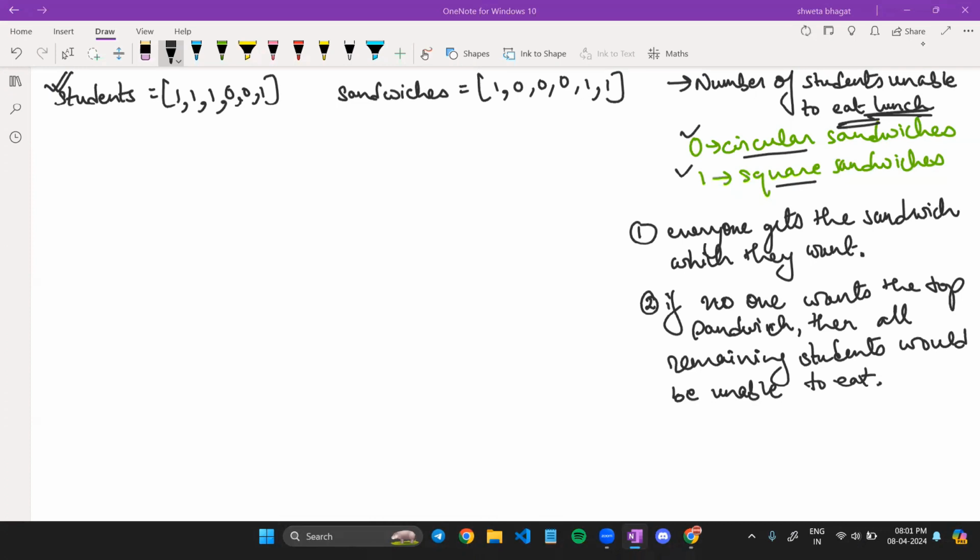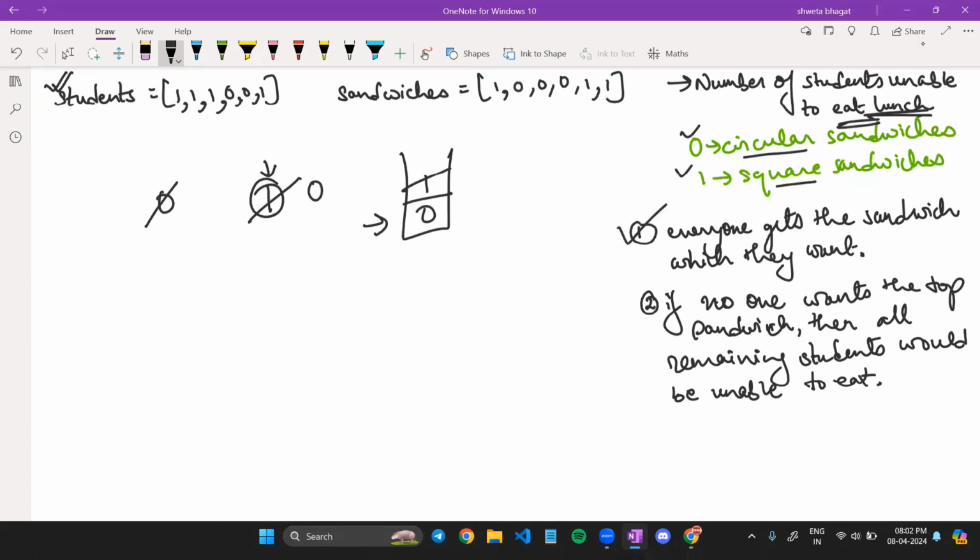So what did we discuss? We discussed that the first case is that everyone gets to eat the sandwich, that is, no one would be unable to eat. And how could that be possible? It is if we have preferences of children like 0, 1 and in the stack we have something like 1, 0. So we can see that this child wants a circular sandwich, but we have a square sandwich. So what will happen? The child will go to the end and we would be here. And this child wants a square sandwich. So we will give this child the square sandwich.